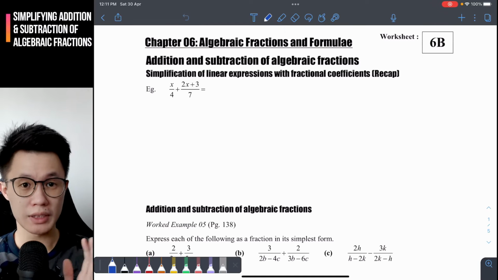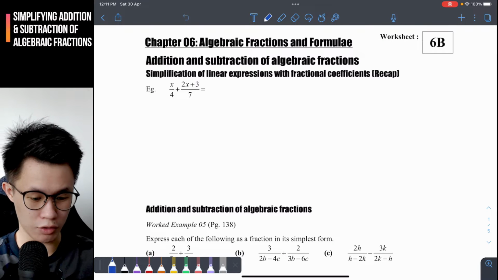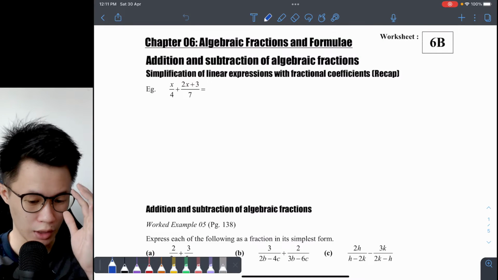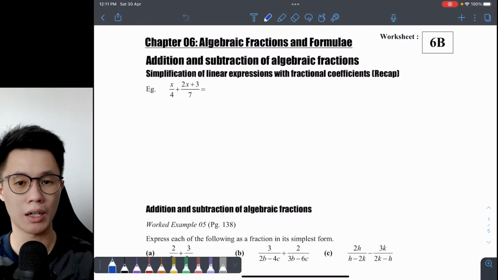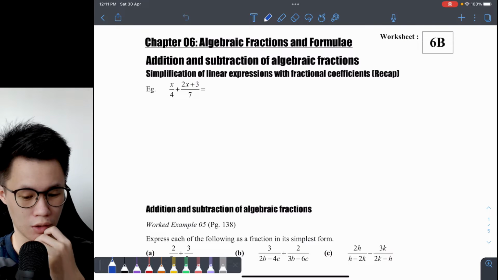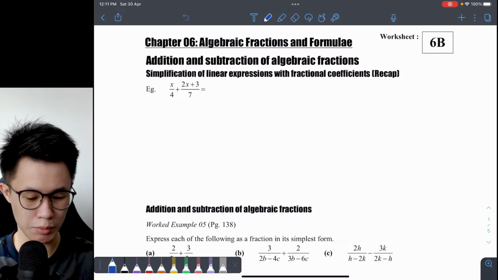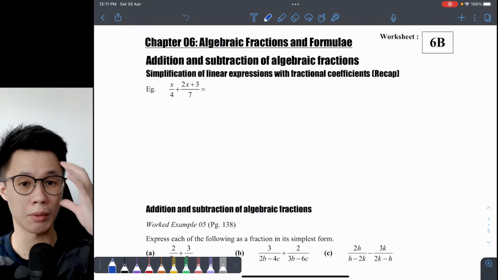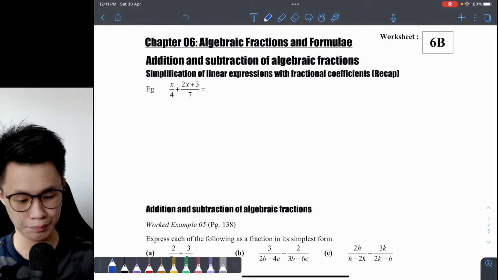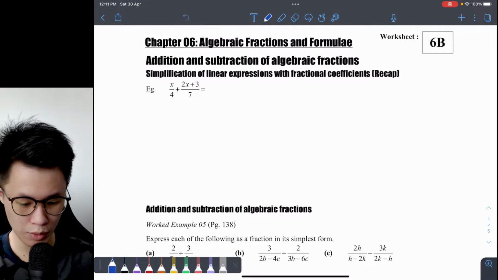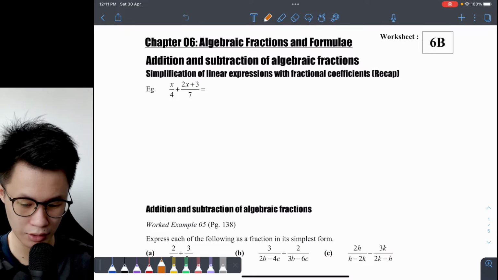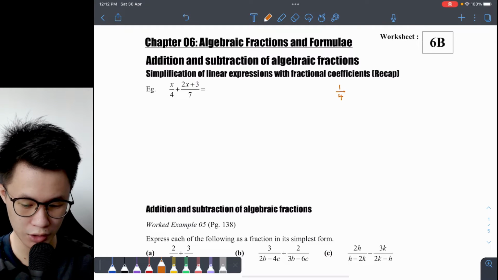Okay, welcome to this lesson on algebraic fractions and formulae. Now we're going to embark on addition and subtraction of algebraic fractions. But before we begin, let's just recap a little bit about adding fractions. So when we add fractions, very simply, for example, if we have 1/4 plus 1/3.